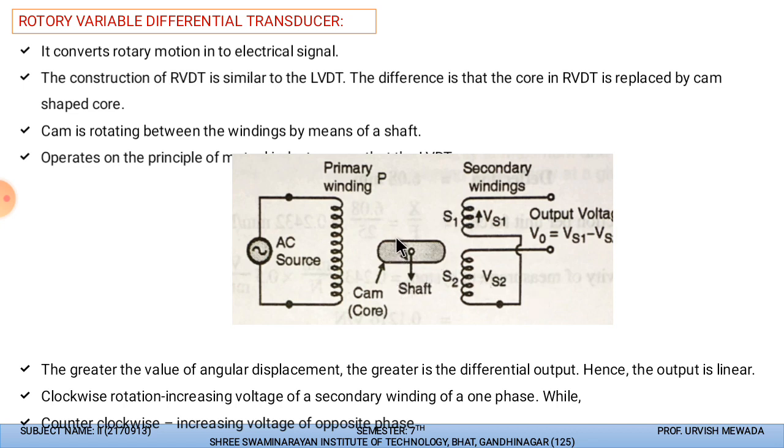And when this core is gradually moved towards S1, the EMF of S1 will gradually increase, and S2 will gradually decrease. If it is going away from S1, then the EMF of S1 will gradually decrease and S2 will gradually increase. So both will give the differential output at the output side.